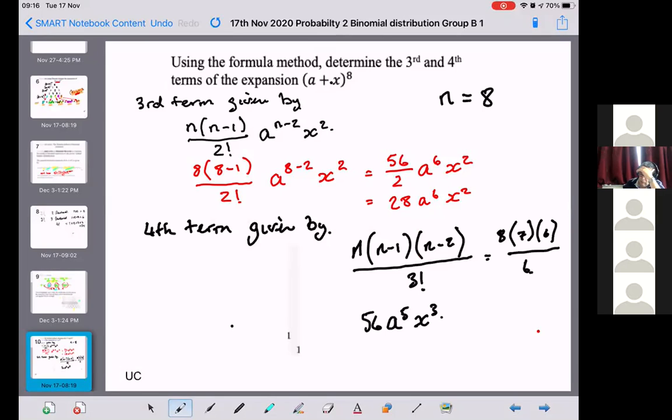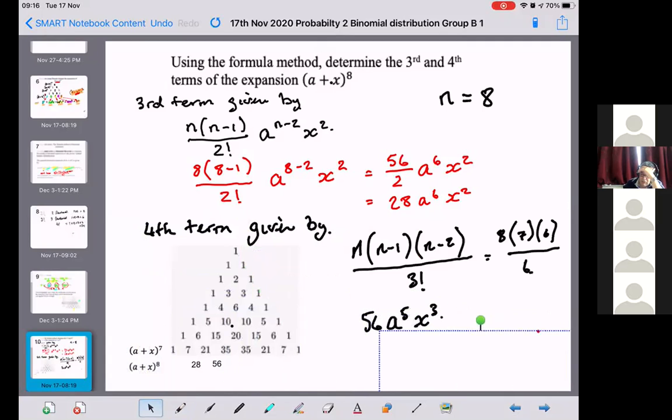And checking using Pascal's triangle, we can see that the formula for (a + x) to the 8 gives 28 and 56 in that position. I haven't done them all. We had 7 and 21 together to make 28. We had 21 and 35 together to make 56.